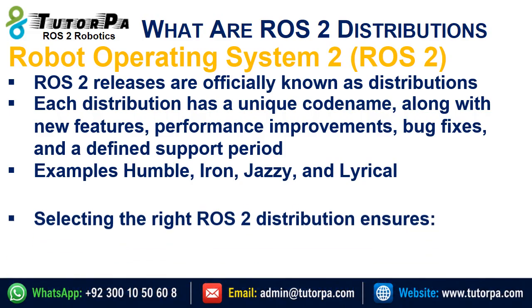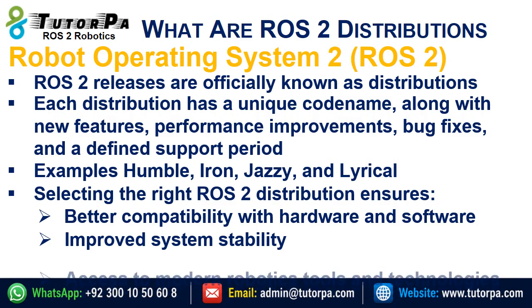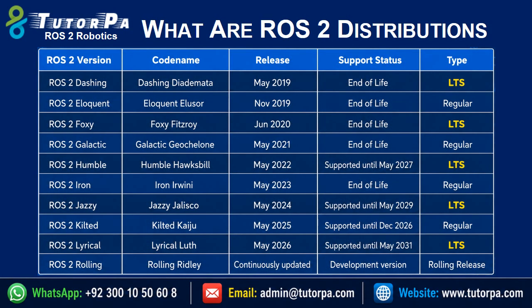Selecting the right ROS 2 distribution ensures better compatibility with hardware and software, improved system stability, and access to modern robotics tools and technologies. This table provides an overview of the major ROS 2 distributions, including their release dates, code names, support status, and release type. It helps beginners understand which versions are long-term support releases recommended for stability and production use, and which are regular or development releases. By understanding the ROS 2 release cycle, students can choose the most appropriate distribution for learning, research, and robotics projects.